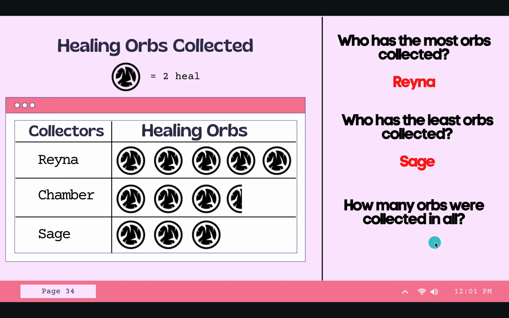Third question. How many orbs were collected in all? If we add up all the orbs collected, there are 23 orbs.